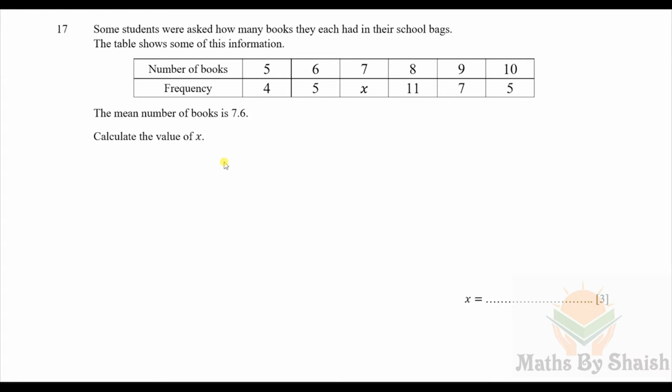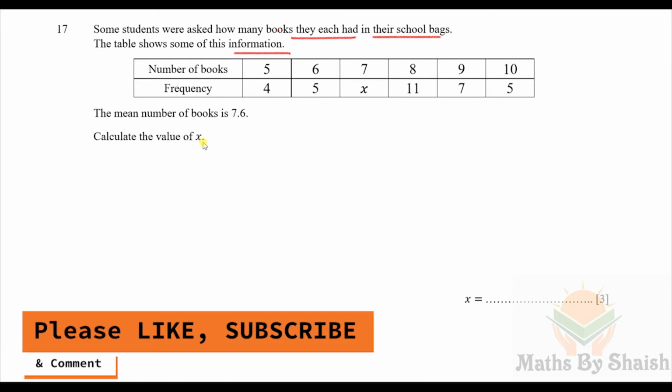And here's question number 7. Some students were asked how many books they each had in their school bags. The table shows some of this information. Number of books 5, the frequency is 4, meaning 4 students have 5 books in their bags. 6, 7, 8, 9, 10 are the numbers of books in their bags, and the frequencies are given as 4, 5, x, 11, 7 and 5. The mean number of books is 7.6. So calculate the value of x.